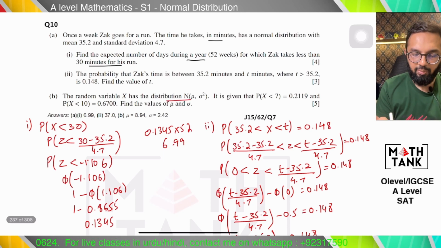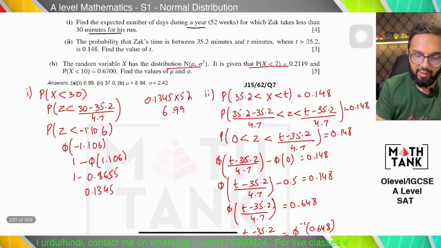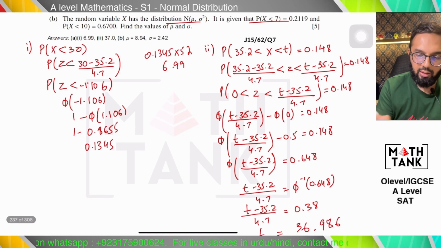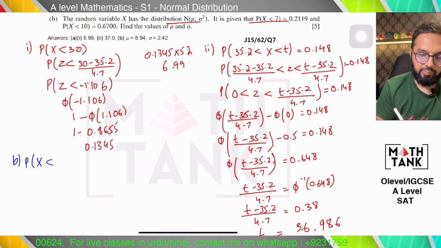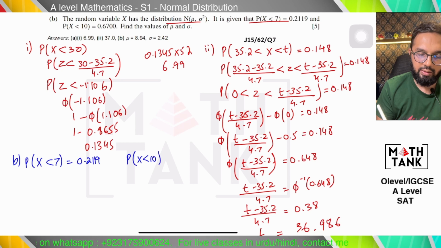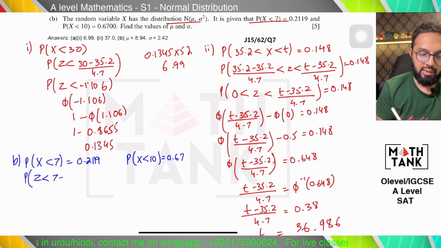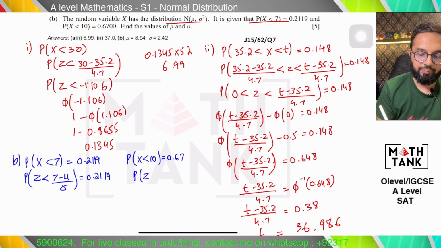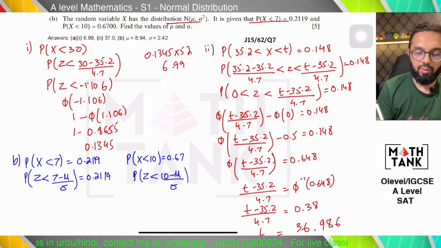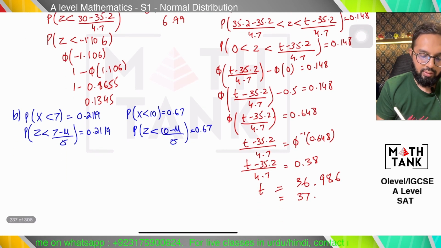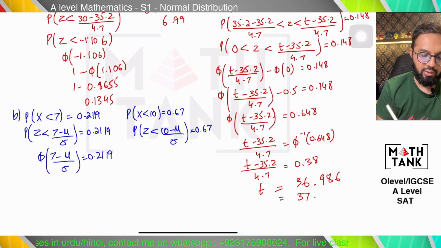Part B then says a random variable x has the distribution this. It says that the probability of x less than 7 is 0.2119, and probability of x less than 10 is 0.67. Find the values of mu and sigma. So this is like last time where I solved simultaneous equations. It's going to be pretty much the same. 10 minus mu over sigma equals phi inverse of 0.67. So phi of 7 minus mu over sigma equals 0.2119. 7 minus mu over sigma equals phi inverse of 0.2119.